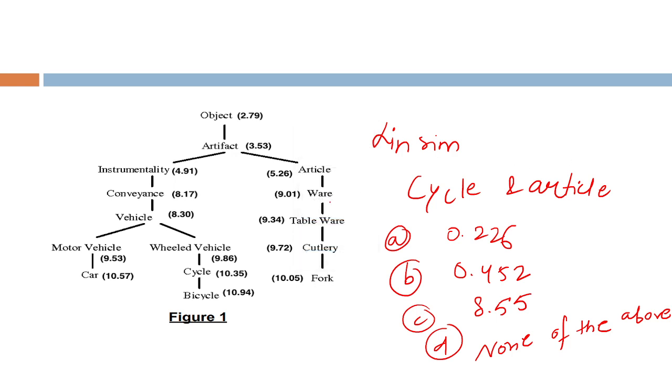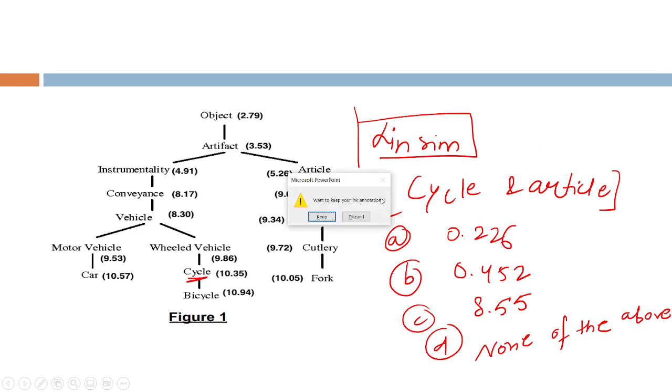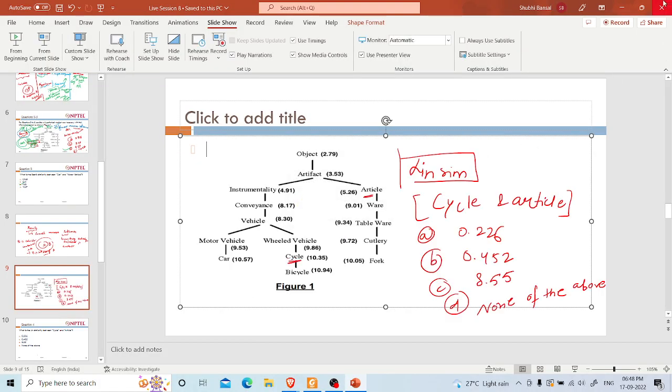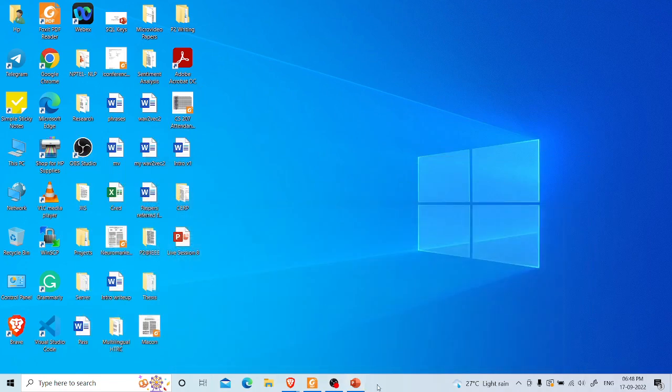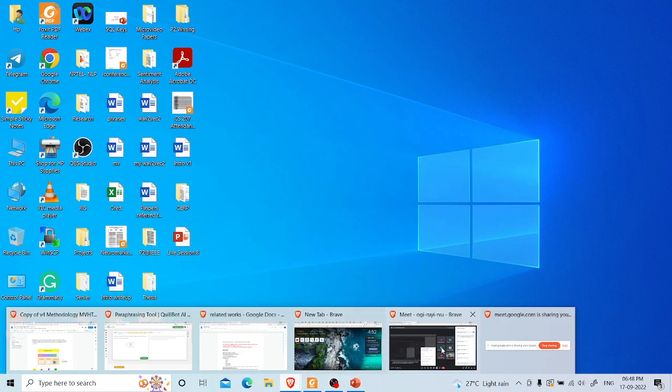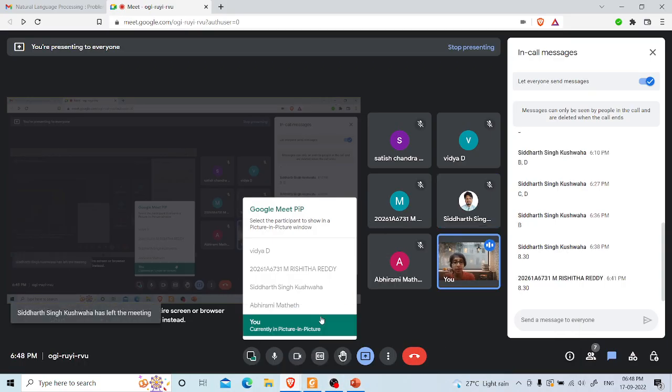You are to find the Lin similarity between cycle and article. Same figure, you have to refer. Cycle is here and article is here. Just apply the formula for the Lin similarity and put your answers in the chat box, whatever you are getting. I would encourage everyone to give it a try. This will help us know how far we are understanding the concepts discussed in the class. Please, everyone, give it a try.